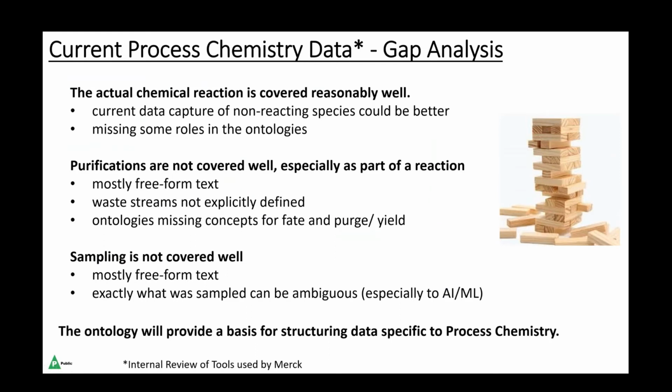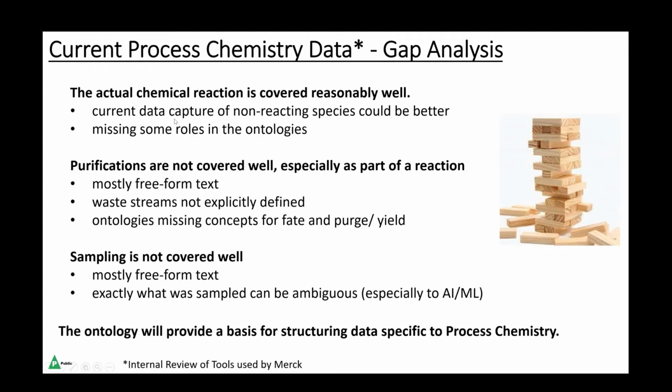So here I'd just like to take a minute to discuss a data structuring gap analysis that was done at Merck in the process chemistry space with the current systems. I'm sure these systems are shared across the industry as well, some of them. And this was done as pre-work to standardizing data from our process chemistry workflows. So the first thing that came out was that the actual chemical reaction itself was covered reasonably well. The data capture of non-reacting species could have been better, and there were some missing roles in the ontologies, but in general, the metadata around a chemical reaction was structured very well.